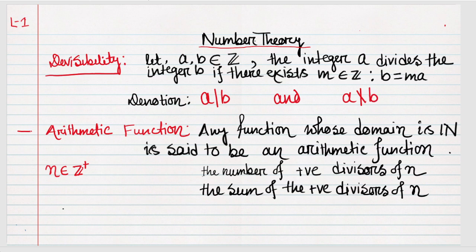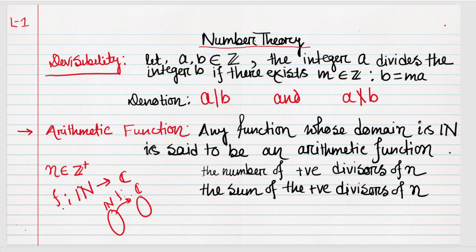Then we have a new definition, which is arithmetic function. Any function whose domain is the natural numbers is said to be an arithmetic function. That means if we define a function f from natural numbers to complex numbers, then this function is known as an arithmetic function because we have the domain of natural numbers. That's why this function is known as an arithmetic function.